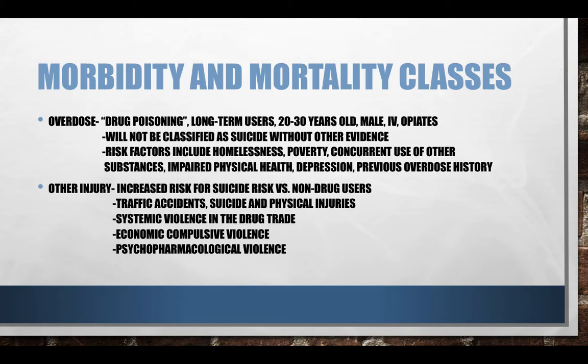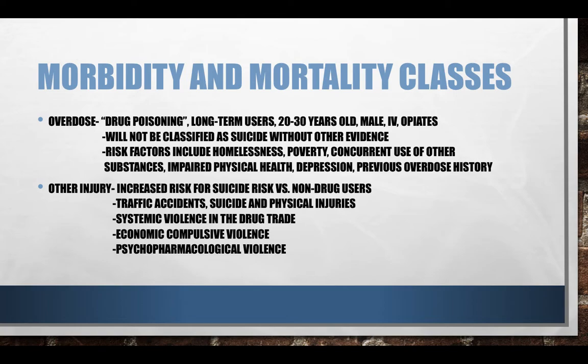The other injury category covers a lot of different things. People that are using substances are at increased risk for suicide versus non-drug users. Suicidality and drug use are risk factors for each other. So drug use, alcohol use is a risk factor for suicide, and suicide ideology is a risk factor for drug use and alcohol use. This includes traffic accidents, suicide, and physical injuries. Could include accidents, but also being the victim of an assault.